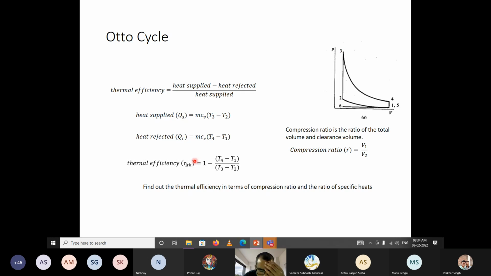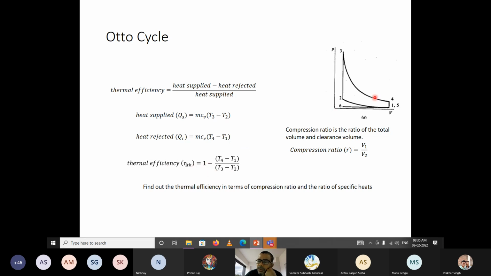Now, the compression ratio, which one of your friends has already discussed: V1 is representing the total volume, and V2 is representing the compression clearance volume. So the compression ratio of the Otto cycle we can say is V1 divided by V2, total volume divided by clearance volume. That is what the compression ratio represents. And the thermal efficiency here is coming in terms of temperature.